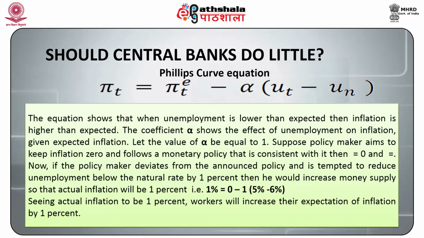Now suppose the policymaker aims to keep inflation at 0 and follows a monetary policy that is consistent with it, then πt^e = 0 and ut = un. Now if the policymakers deviate from the announced policy and are tempted to reduce the unemployment below the natural rate by 1%, then they would increase the money supply so that the actual inflation will be 1%. That is, 1% = 0 − 1(5% − 6%). Seeing the actual inflation to be 1%, workers will increase their expectation of inflation by 1%.